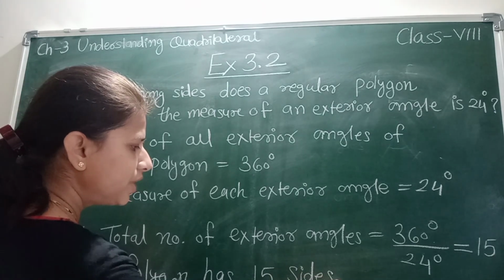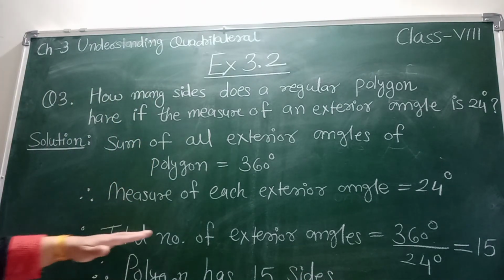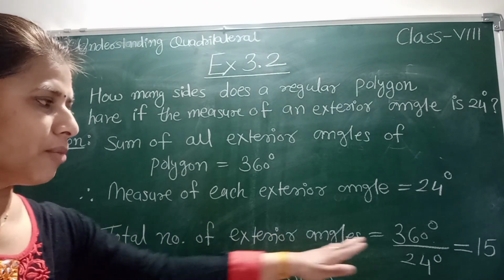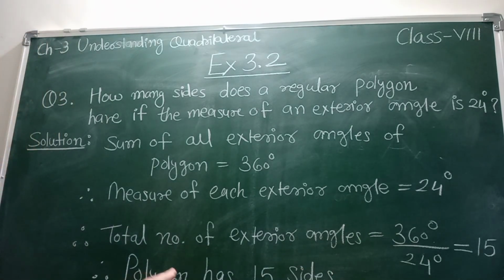As we know, student, the number of angles depends upon the number of sides. So if the total number of exterior angles is 15, the polygon has 15 sides.